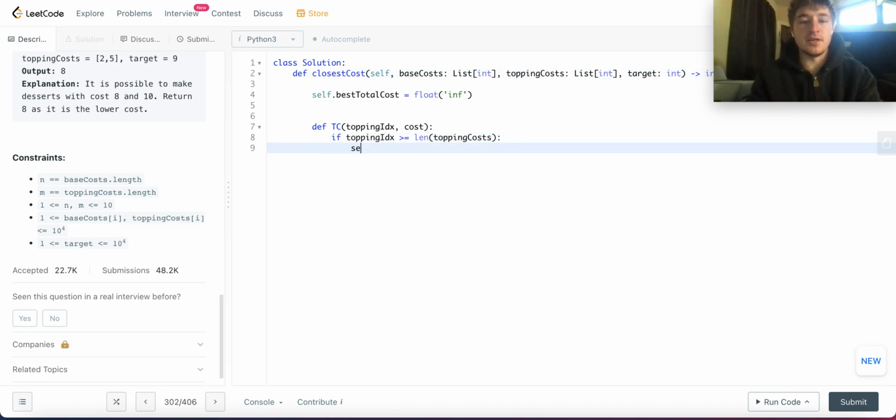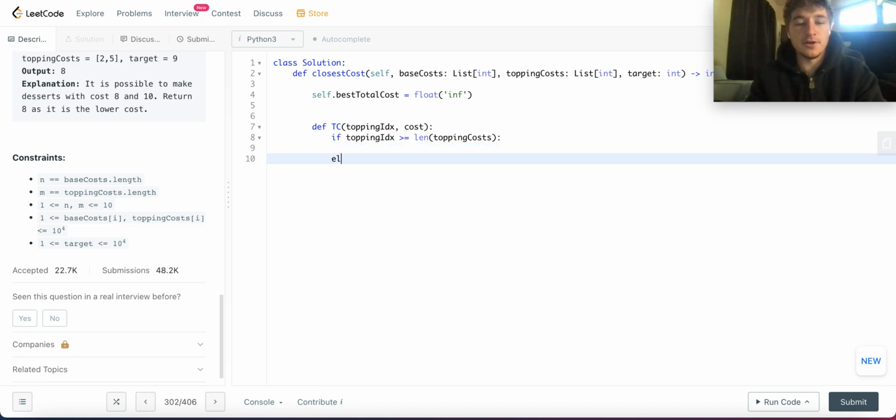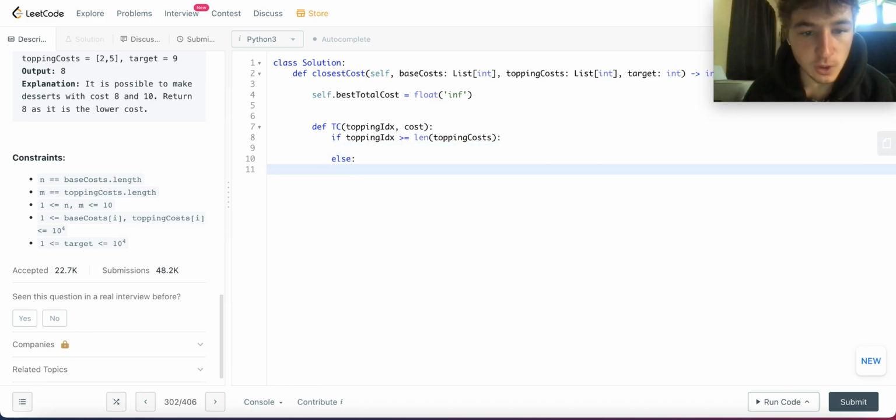Then we'll have to make a decision about, okay, the best total cost is what? Well, it's going to be the minimum of using this. So we'll make that decision later. Let's first do this part. Okay, so if I'm looking at a certain topping and I have to make a decision about if I want to use it or not, what does that mean? I'm going to end up going to the state where I use this topping, so I increase the topping index. So I'm going to look at the next topping next.